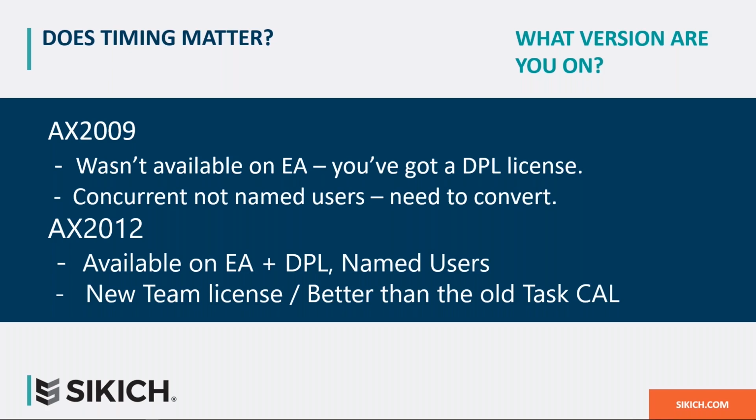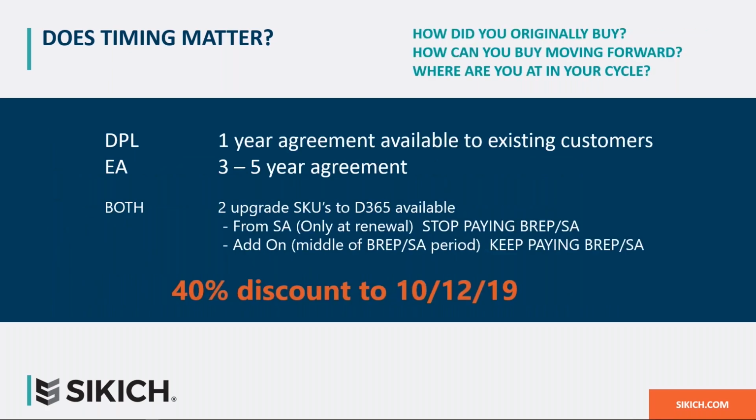All right, moving on. So how does how you originally bought your licenses matter? This is really simply it. If your license is a DPL, you'll be on a 1-year renewal cycle. If your licenses are EA, you're on a 3-year or maybe even 5-year renewal cycle. So the general rule of thumb is, if you migrate your licenses midterm, it will necessitate keeping your software assurance or BREP going, and you'll end up paying more. Not much more, but still more.